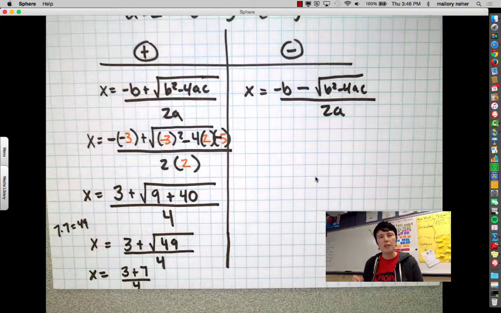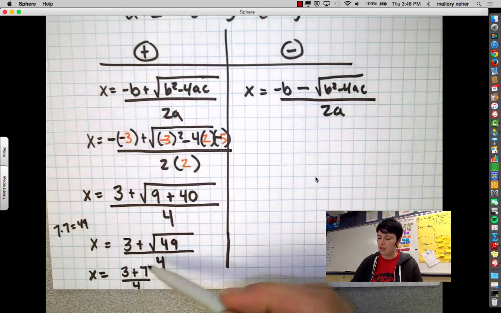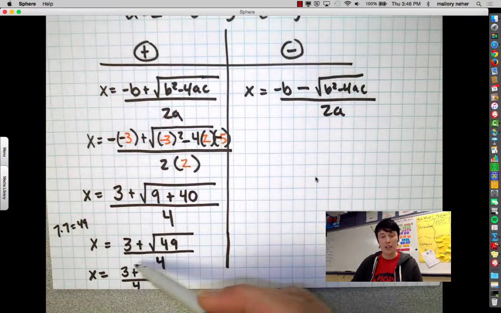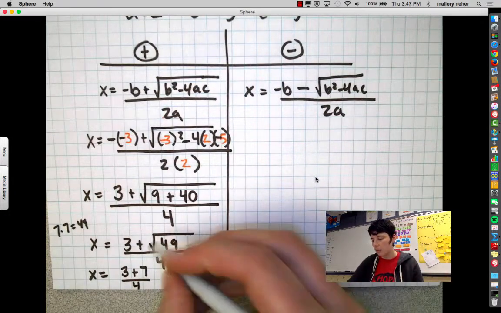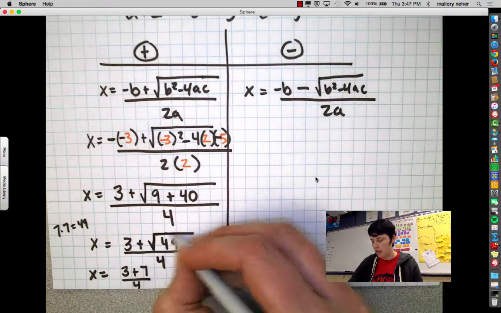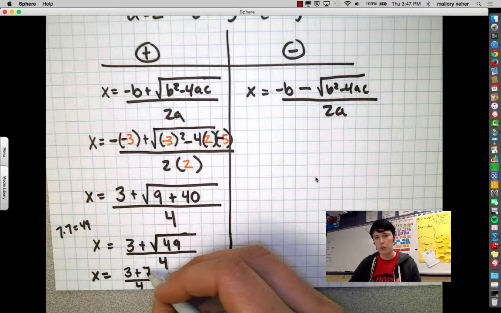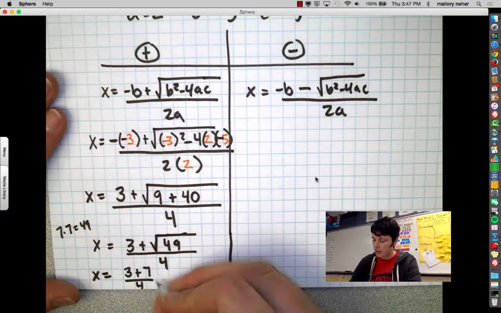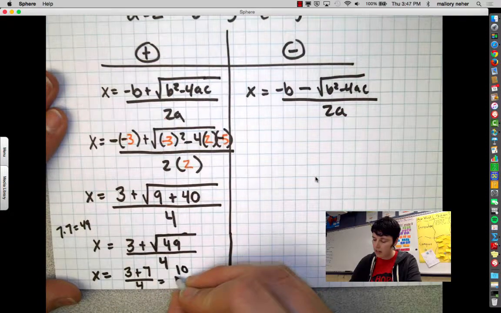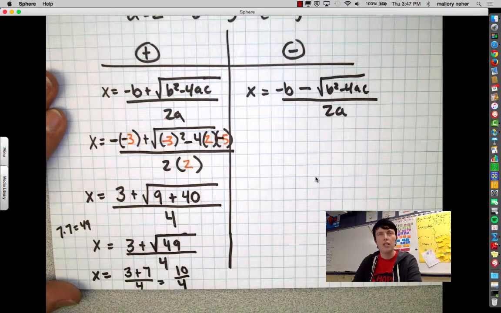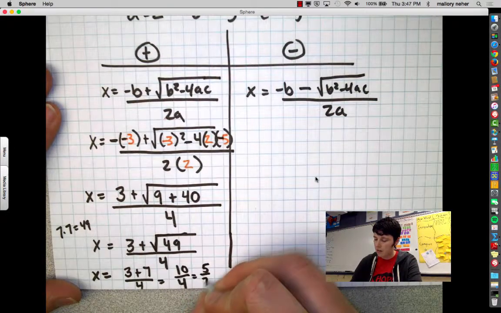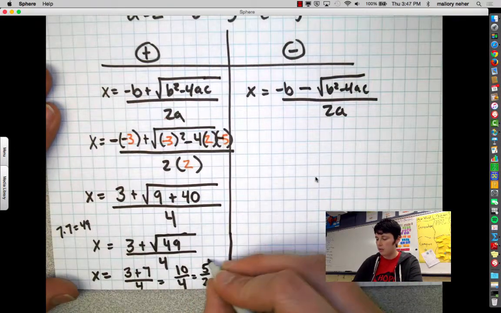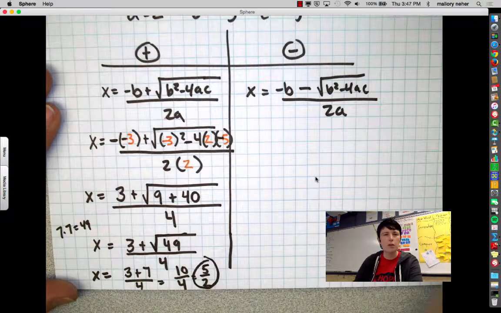And be really careful. I see a lot of students do this. They still put the square root symbol over the 7 accidentally, the little radical symbol. But that radical is gone. I did the operation. I took the square root of 49. I got a 7, so no more radical sign. And 3 plus 7 is 10, so I now have an answer of 10 fourths, which really is reduced down to 5 halves. So my answer is x is equal to 5 halves, or as a decimal, 2.5.